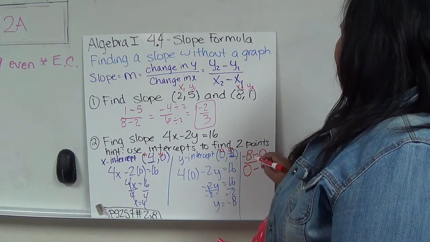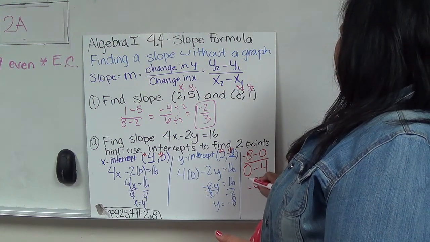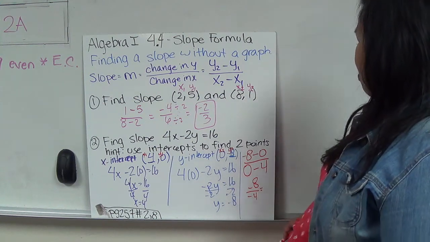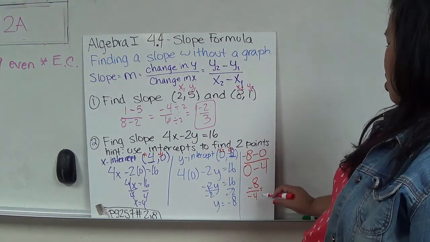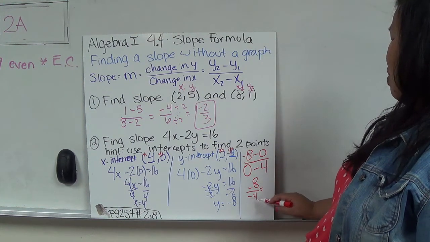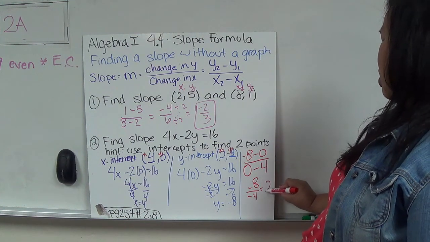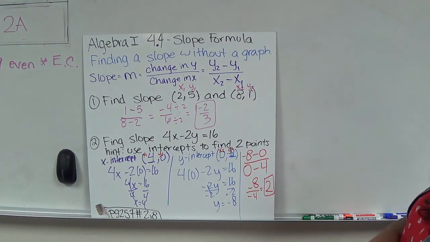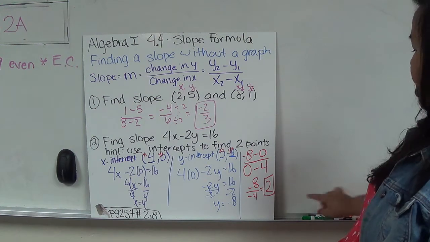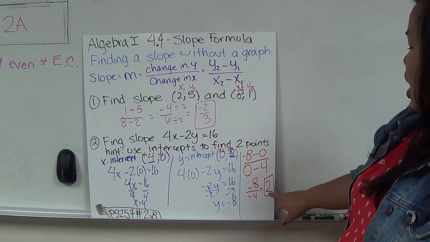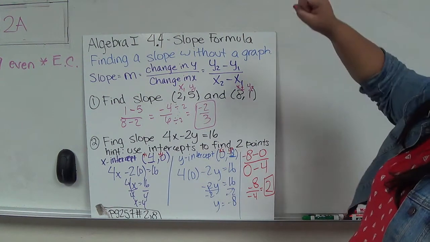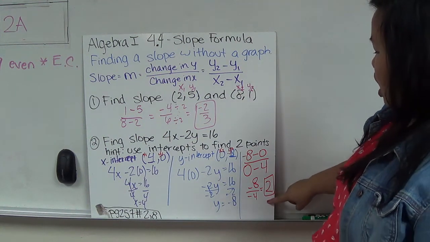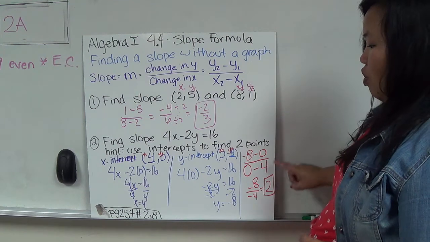So I end up with negative 8 minus 0, which is negative 8, over negative 4. Because I can divide both top and bottom by 4, negative 8 divided by negative 4 is a whole number, which is positive 2. Because this is a whole number, my slope is going up 2 over 1 every time, because any whole number put in a fraction is over 1.